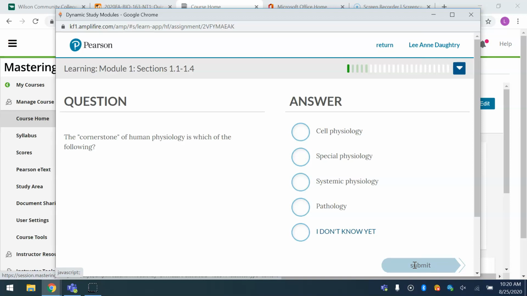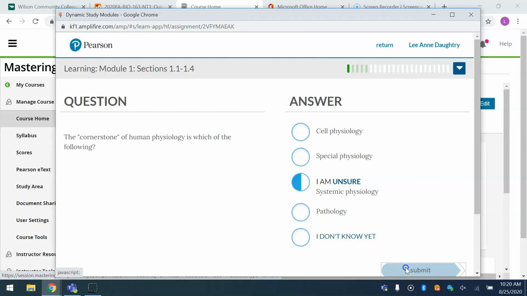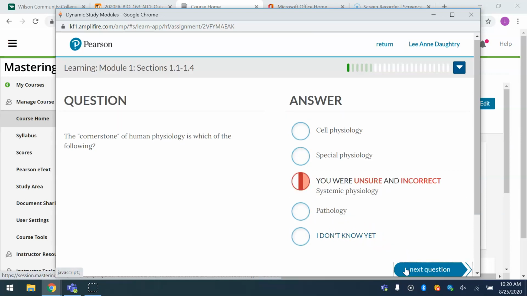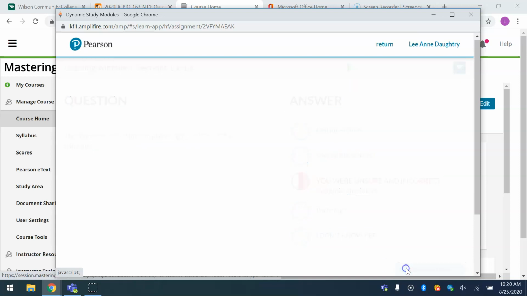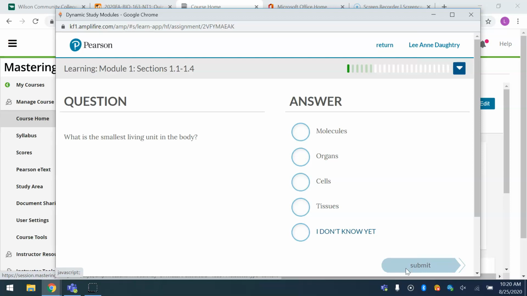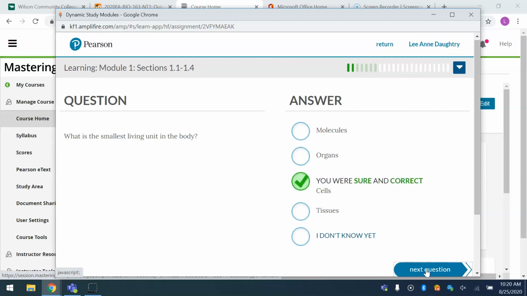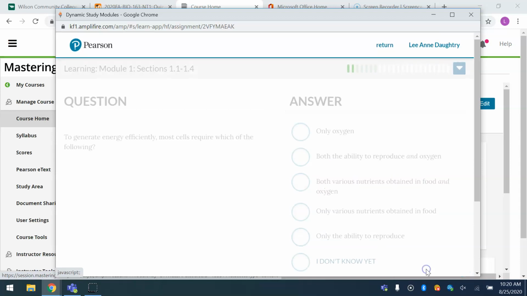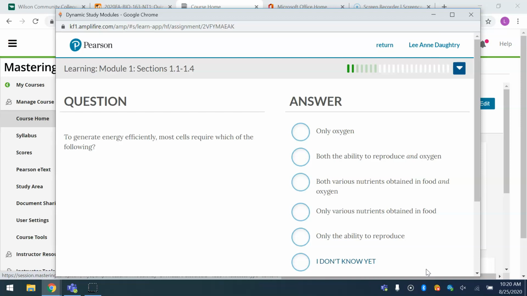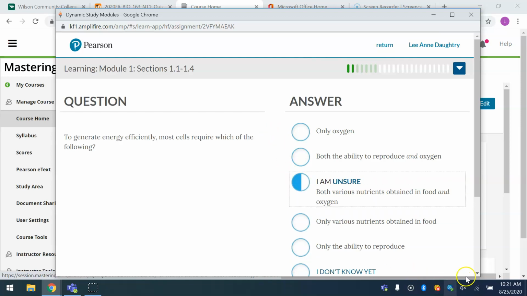The cornerstone of human physiology is which of the following? The cornerstone of human physiology. Well, we learn about body systems, so I bet it is systemic physiology, but I'm not sure, and I was not correct. What is the smallest living unit in the body? The smallest living unit in the body is the cell, and I am sure about that. Okay, now I'm going to go a little bit faster. To generate energy efficiently, most cells require which of the following? And I'm literally just guessing at all of these now.